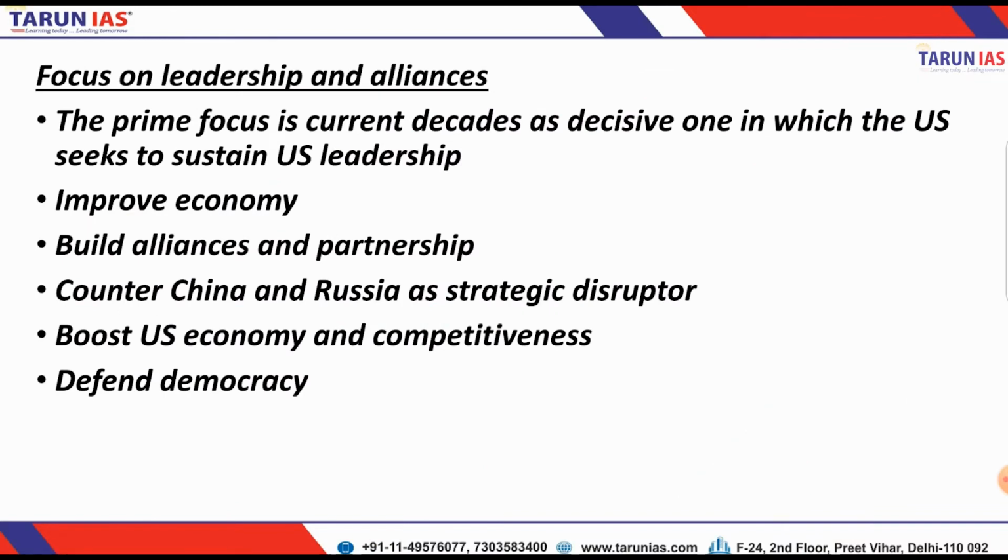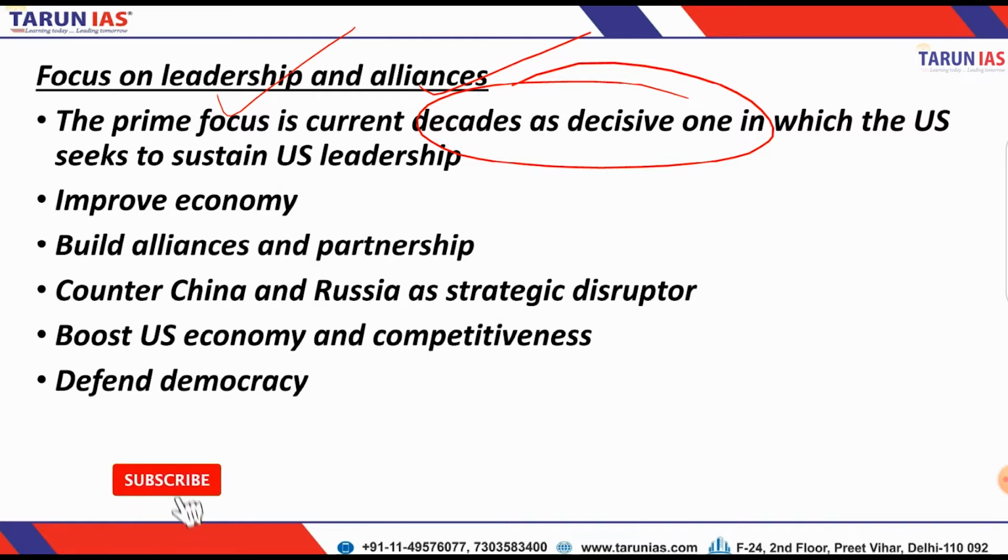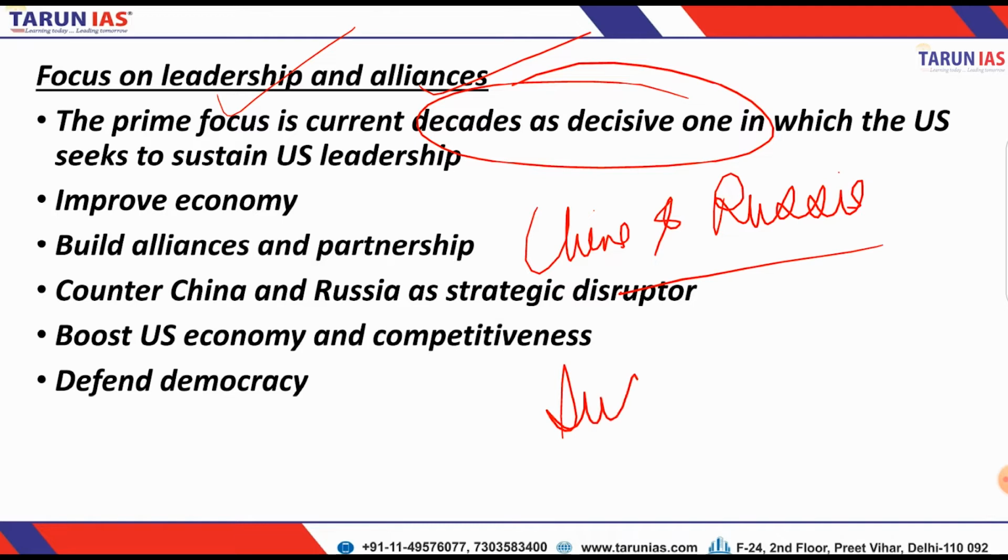Now let's talk about the focus of the national security strategy of the United States. The focus will be on leadership and alliances. Basically, there has been a prolonged Cold War between United States and China, and US wants to reassert its position. Basically, it wants to unilaterally dominate the global order and the international fora. The same thing is reiterated by this national security strategy. Therefore, the prime focus of this strategy is that, according to it, this decade is going to be a decisive one for the United States of America, which seeks to not only sustain its leadership but also counter China and Russia, and sustain its dominance.